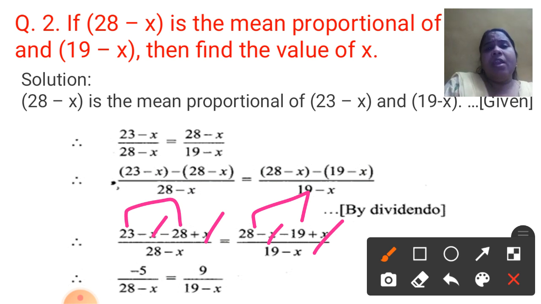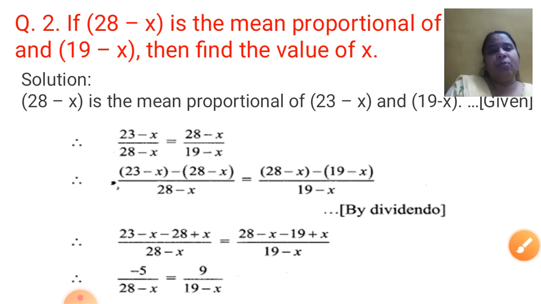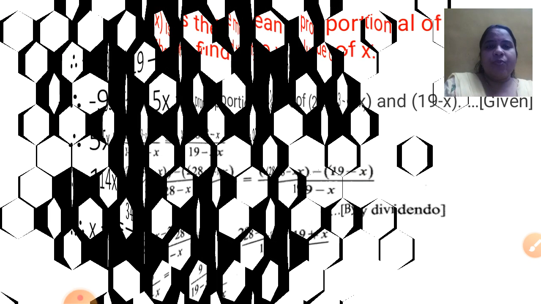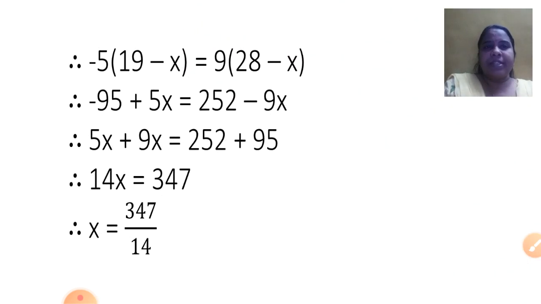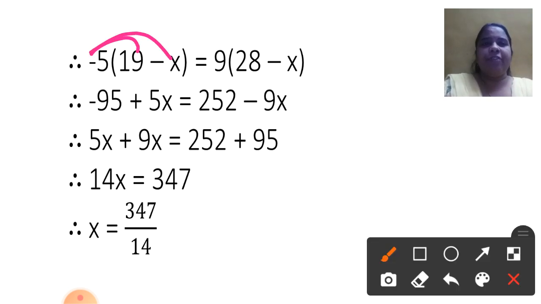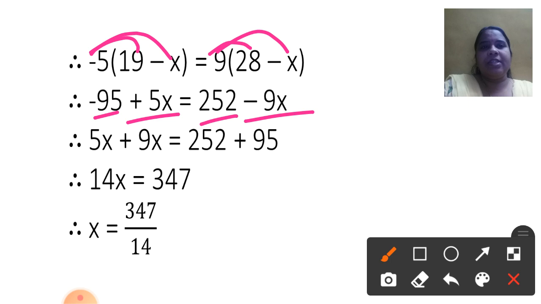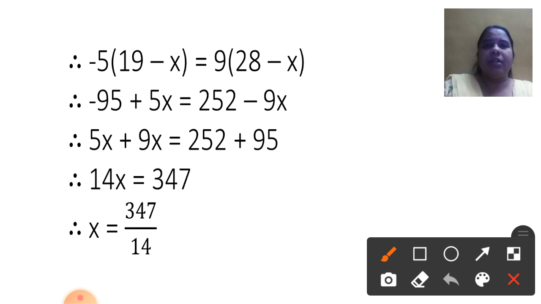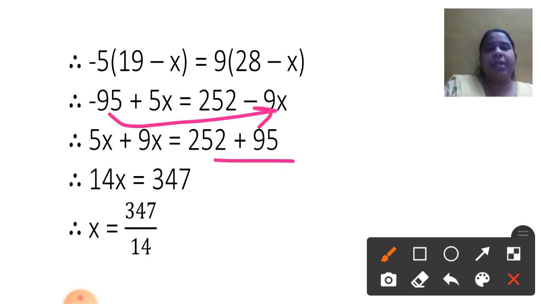Right? Now there are no two minus signs on both sides. In the previous sum we have got minus sign on both sides, so I told you to cancel it. Here we don't have. You start cross multiplying it directly. So minus 5 into 19 minus x is equal to 9 into 28 minus x. Now as you open the bracket and simplify, I hope everybody knows this. This will be minus 95, minus minus will be plus 5x, 28 into 9 is 252, minus 9x. Okay, 5x is here, this is minus 9x, shifted this side, it will become plus 9x. 252 is here, this is minus 95, shifted this side, it will become plus 95.